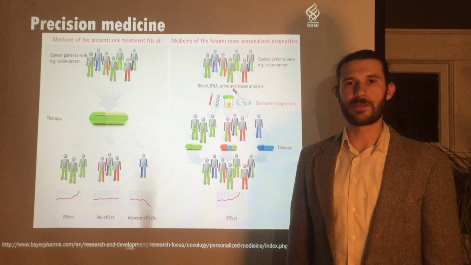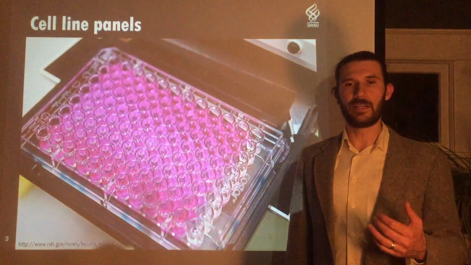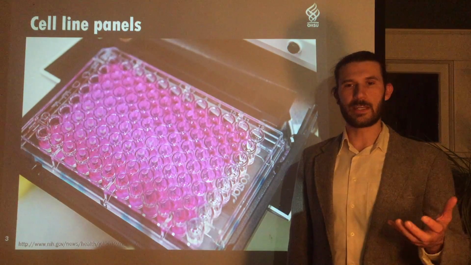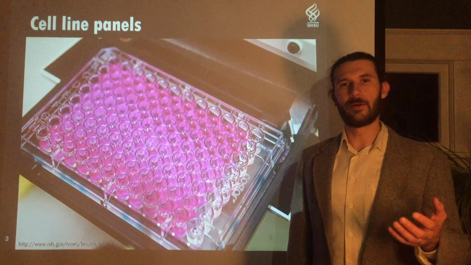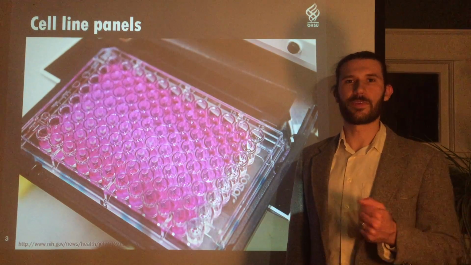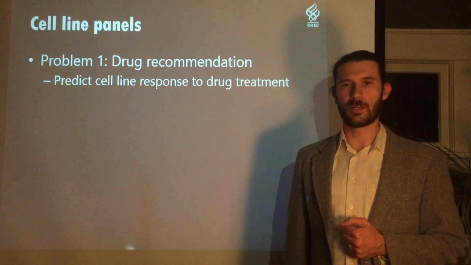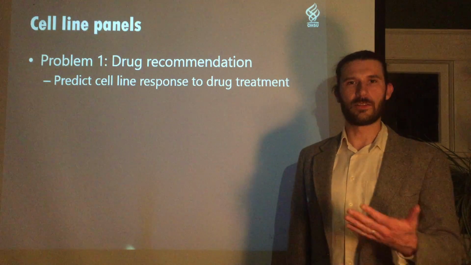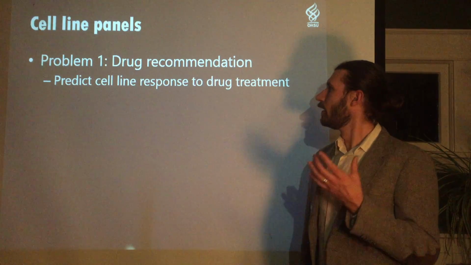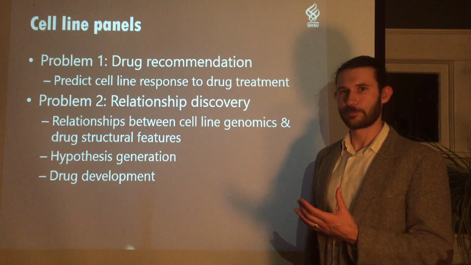One approach that researchers have taken is, instead of treating the patient directly, we derive a cell line from the tumor cells and treat that in the lab and see how the cell lines respond to different drug treatments, which then informs how to treat the patient. And it can also be used to discover relationships between the cell line genomics and the drug structural features. So we have these two problems: drug recommendation, where we're predicting response, and relationship discovery.